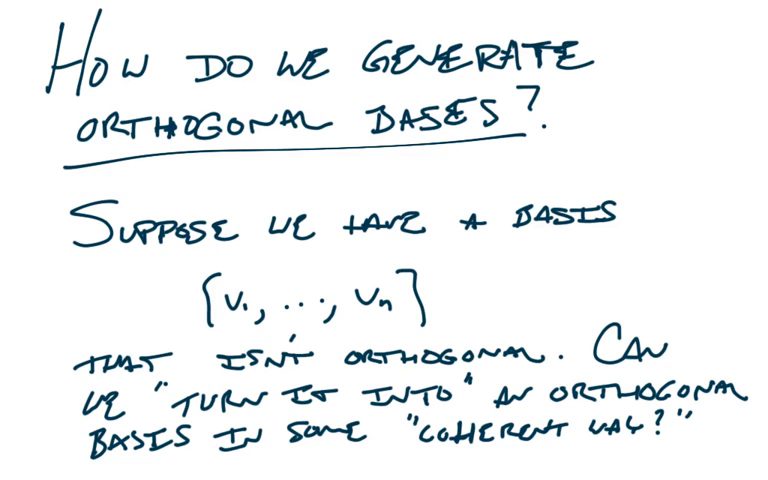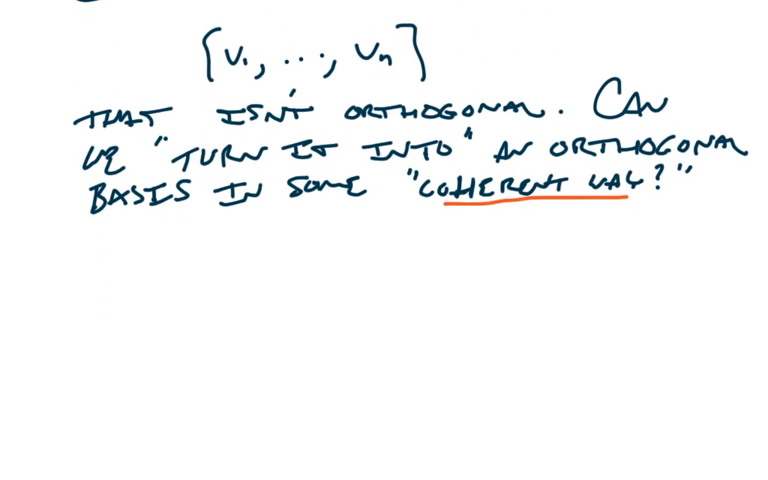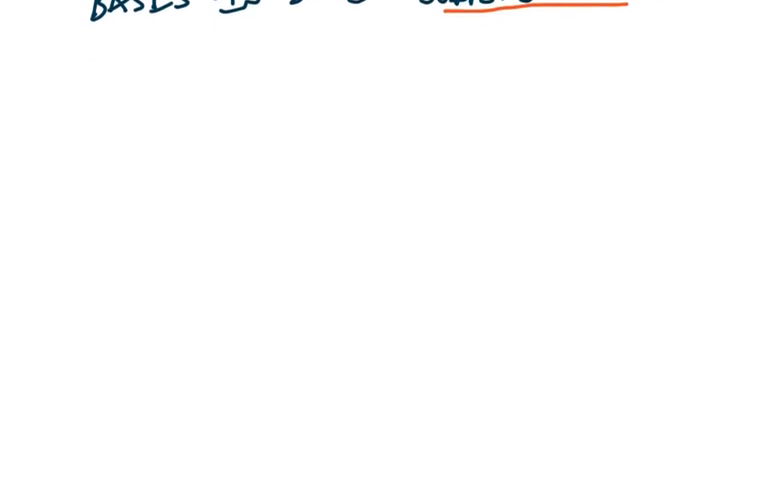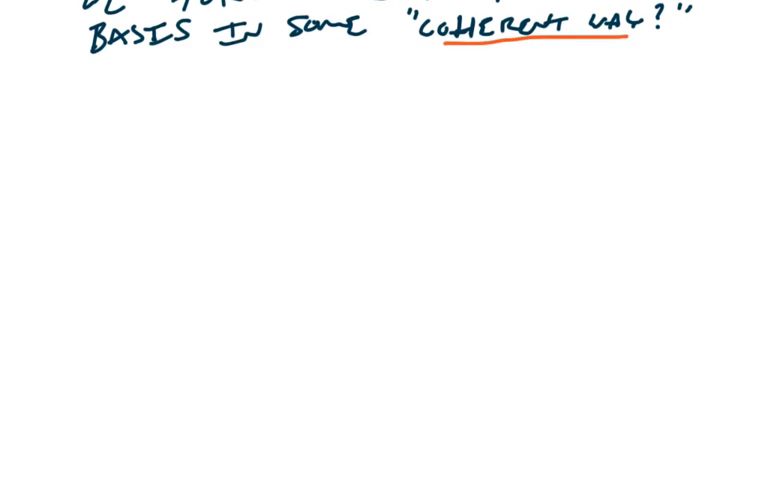And of course you want to do this in what I've called here a coherent way. You don't just want to completely scrap the original basis and start fresh with an orthogonal one. Is there some way that you can take the information that's in the given basis and just adapt it, sort of evolve it, into an orthogonal basis? Right, so that's what I mean by this sense of coherence.